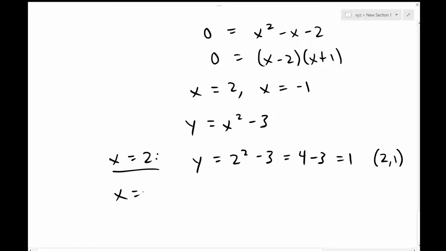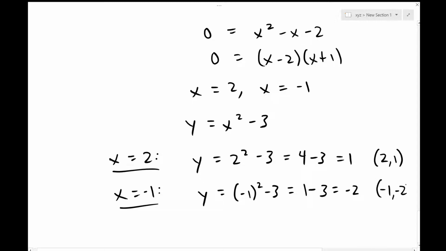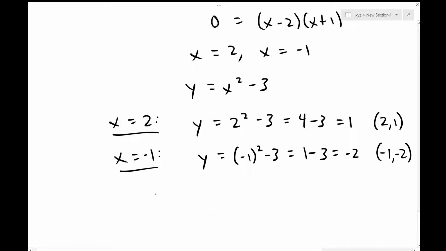And when x is equal to negative 1, we would have y is equal to negative 1 squared minus 3. So it would give us 1 minus 3, which would be negative 2. And so that would correspond to the point (negative 1, negative 2). So those would be our solutions.